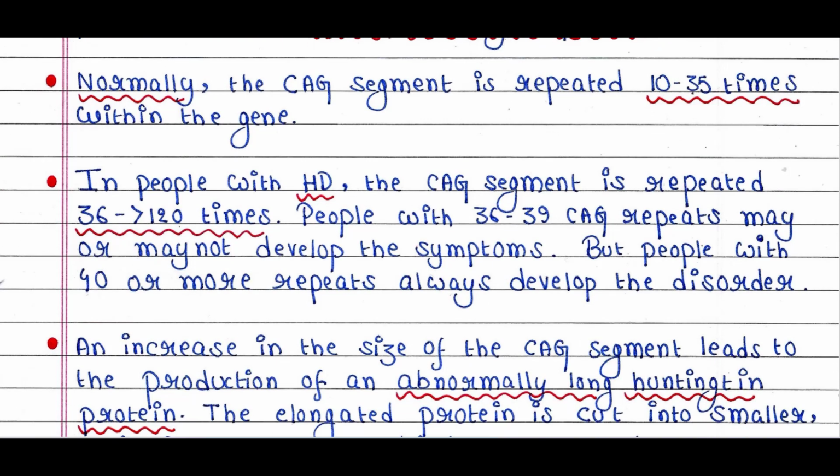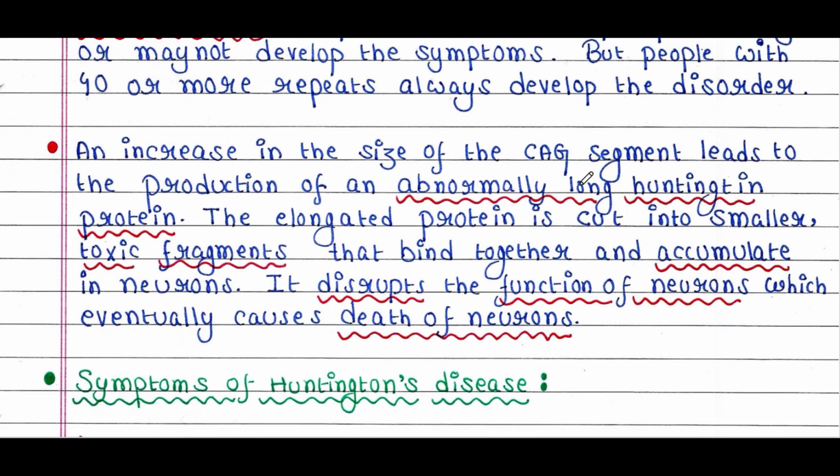An increase in the size of the CAG segment leads to the production of an abnormally long Huntingtin protein. The elongated protein is cut into smaller toxic fragments that bind together and accumulate in neurons, and that disrupts the function of neurons, which eventually causes death of neurons.